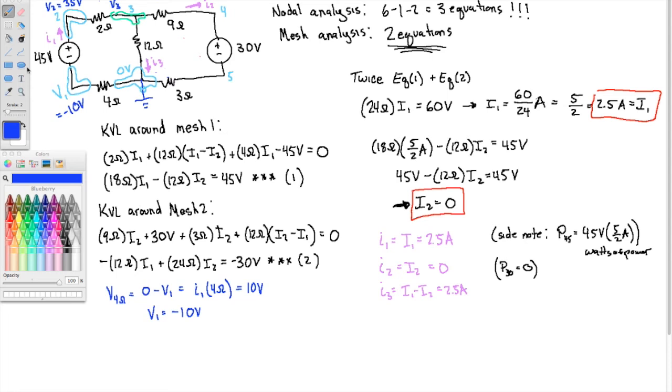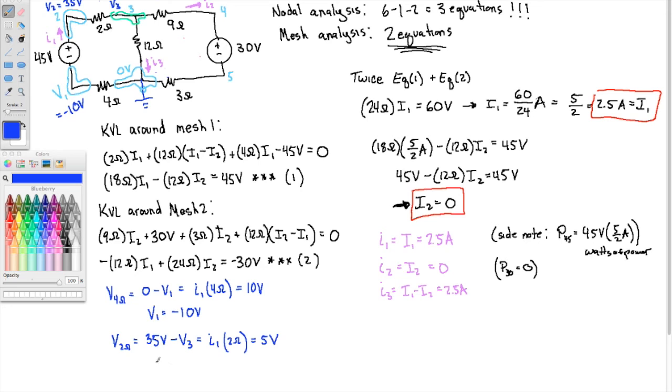Well, again, we can use Ohm's law. We see that the voltage across the 2 ohm resistor, in the direction of the current, is the voltage at the left minus the voltage at the right. So this is 35 volts minus V3. And then from Ohm's law, the drop is I1 times 2 ohms. So the drop is 5 volts.